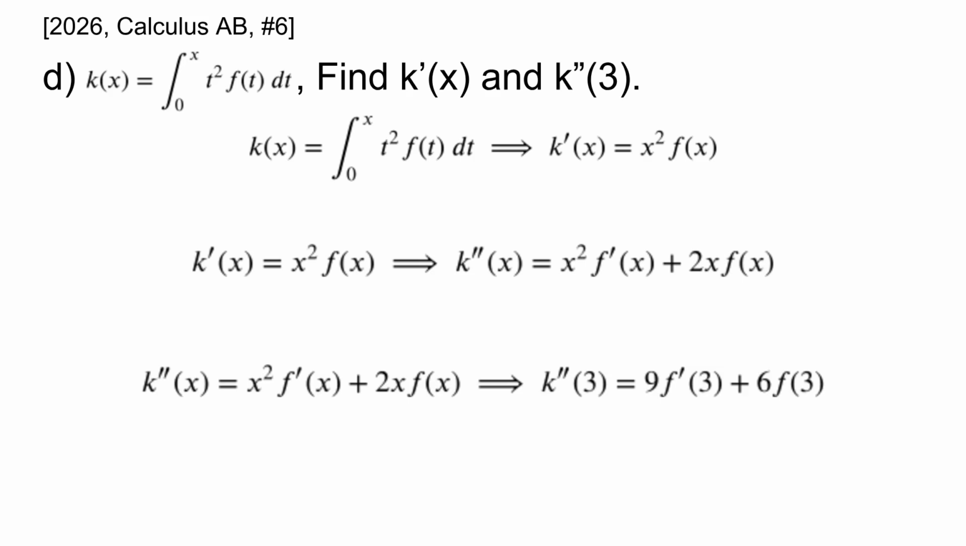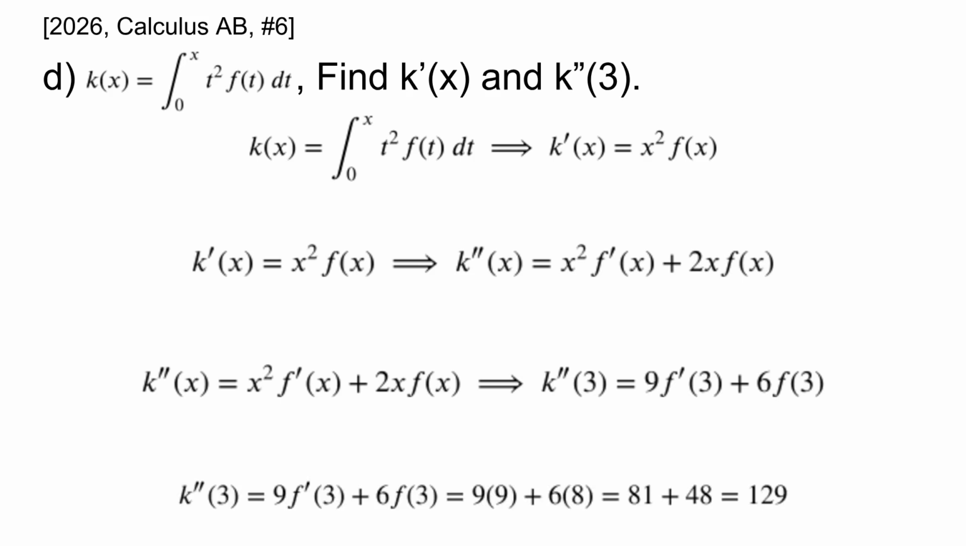This implies that k double prime of 3 is 9 times f prime of 3 plus 6 times f of 3. From the table, f prime of 3 is 9 and f of 3 is 8. So we get 81 plus 48, which is 129. So k double prime of 3 is 129.